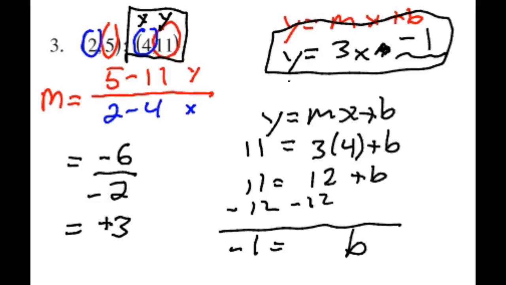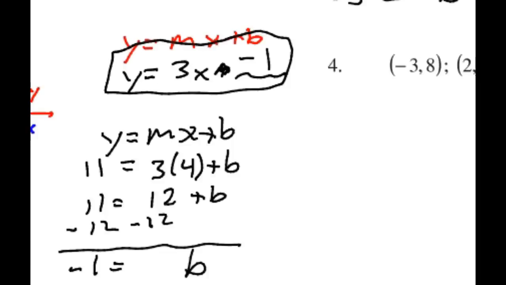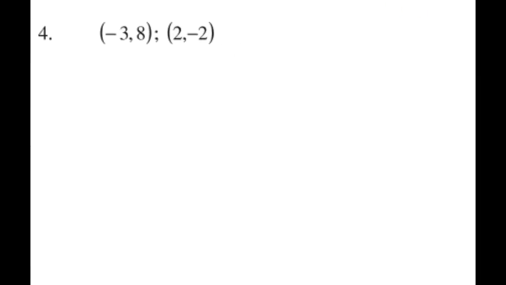Okay, let's do one more just like that where we have to do the slope and we have to do the y-intercept. So first the slope. Now I'm going to use the other method we've done. That's using a table. So I just put both the x and the y in here: 3 comma 8, negative 3 comma 8, and 2 comma negative 2.